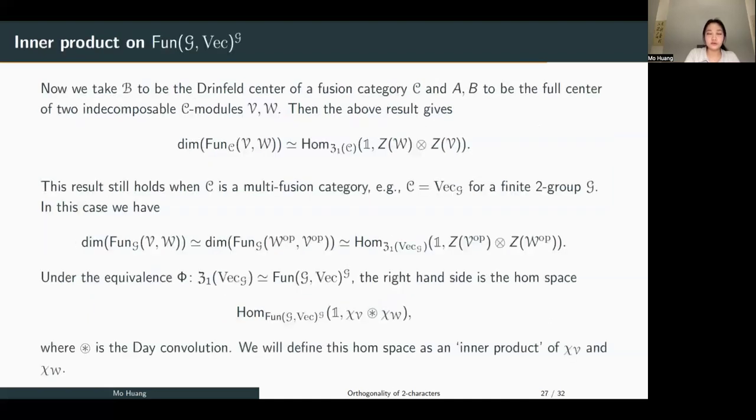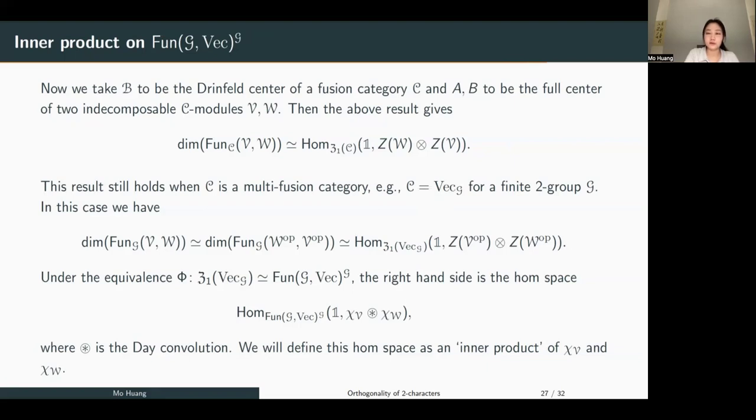Now we take B to be the Drinfeld center of fusion category C and A and B to be the full centers of two indecomposable C-modules. The result gives that the dimension of this functor category is equivalent to the hom space in the Drinfeld center of C. This result still holds when C is a multifusion category.